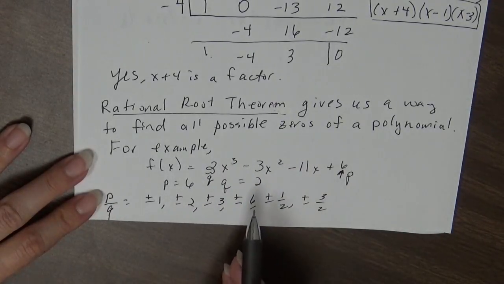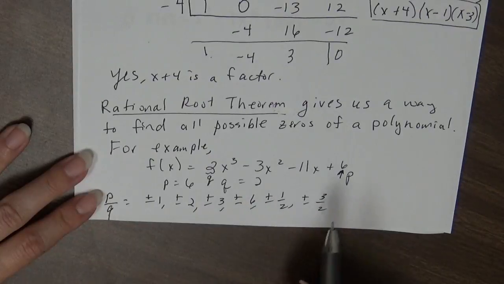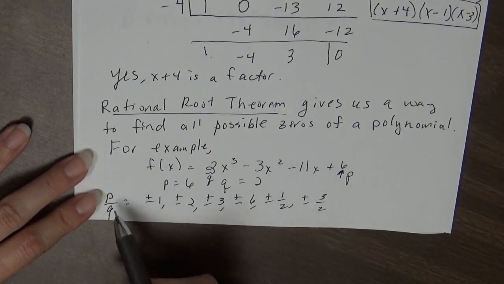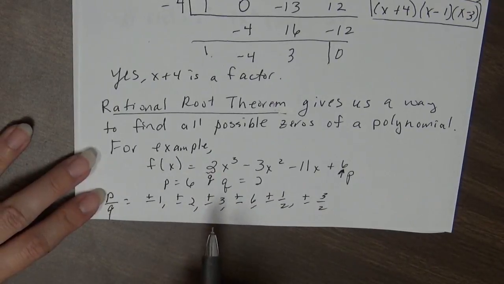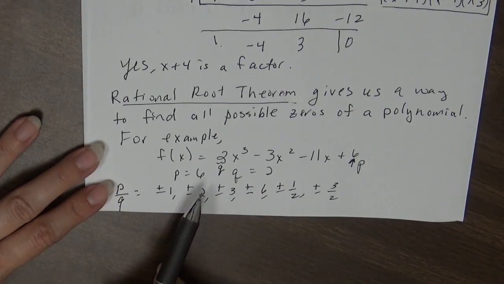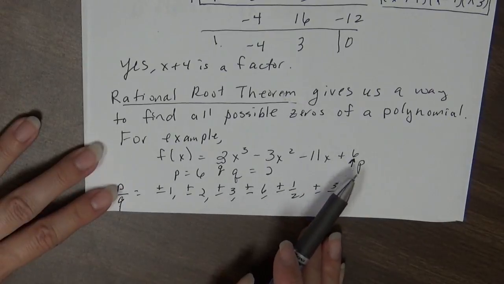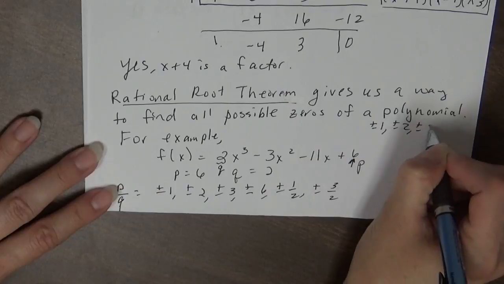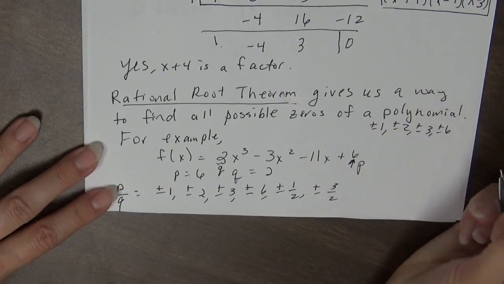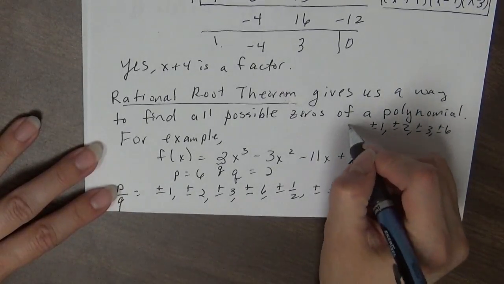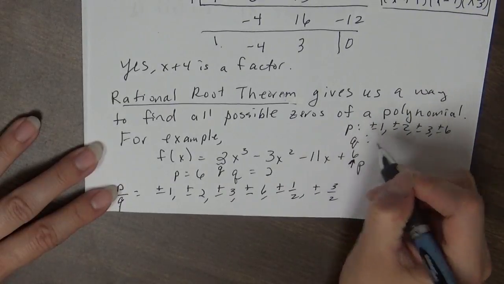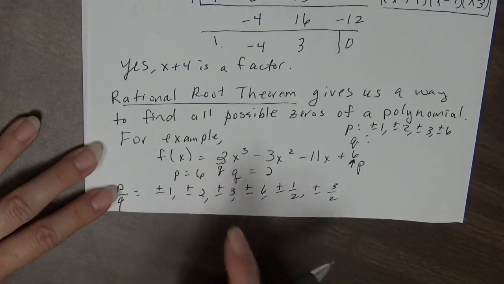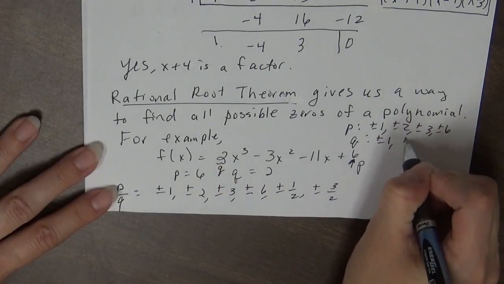So in this example, you will look at all possible factors of 6 and 2, and then you would do it as a ratio. So if we look at all possible factors for 6, you could do plus or minus 1, plus or minus 2, plus or minus 3, plus or minus 6. All possible factors for q, which is the 2 here, will be plus or minus 1, plus or minus 2.